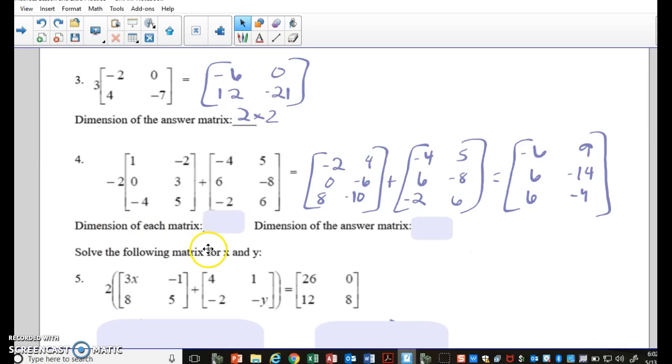What are the dimensions of these matrices? Remember, it goes rows by columns. So we have 3 rows, 2 columns. So 3 by 2. All right.